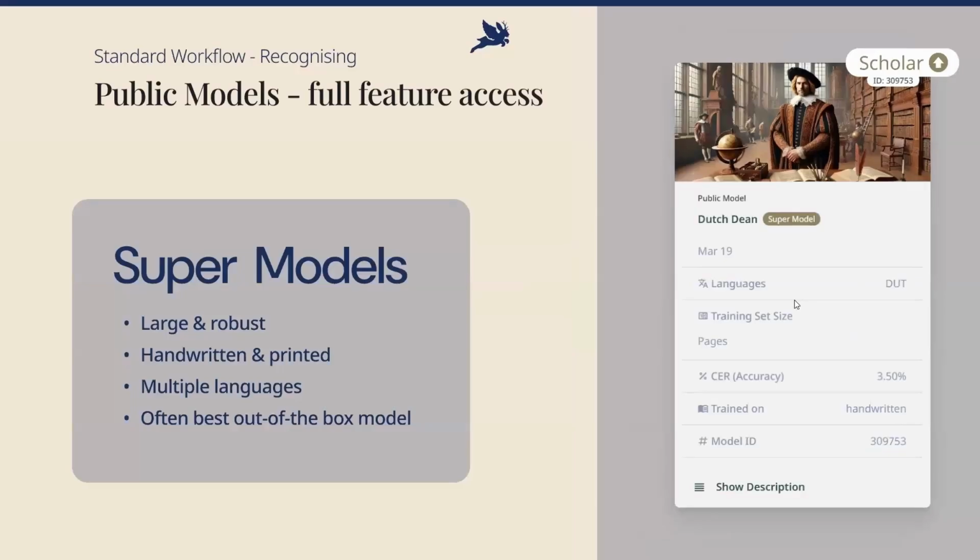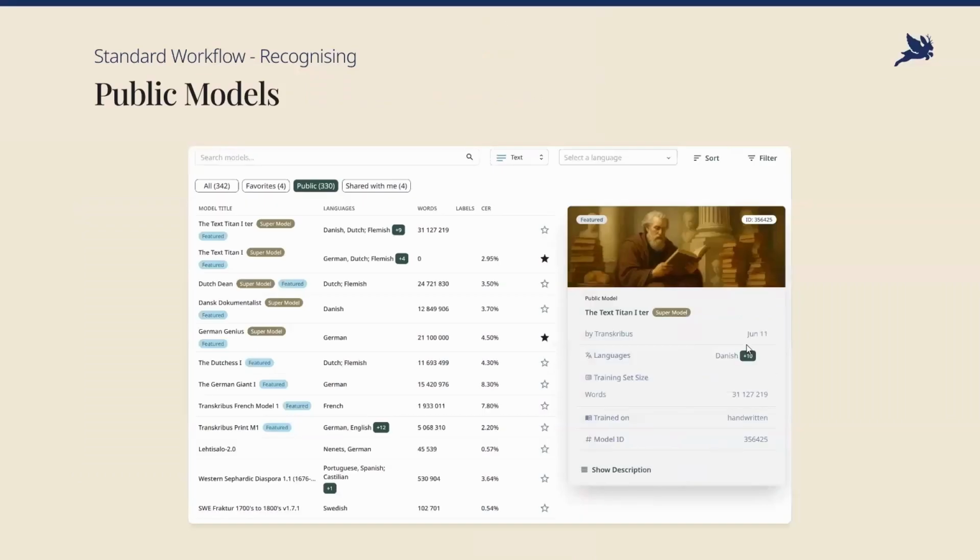We also have supermodels. These are available with full feature access, and they are the best out-of-the-box performance models. They are large and robust. They are even larger than our usual public models. They can also be used on mixed material. So they work not only on handwritten or printed text, but on handwritten and printed text, and are also often trained on multiple languages. For example, the Text Titan is trained on 7 different languages.